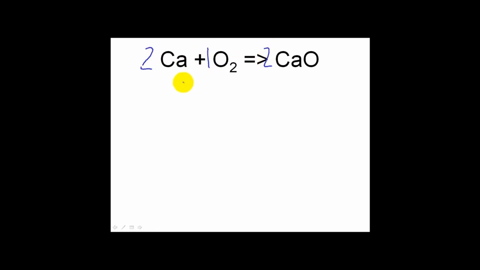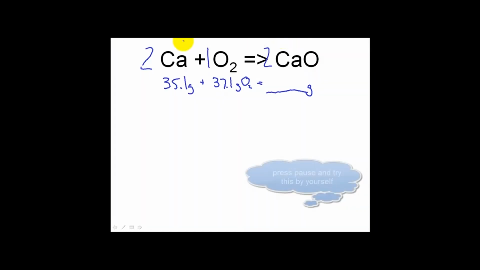And let's just say I begin with, let's make up a number, 35.1 grams of calcium. And let's make up another number. Let's say I'm reacting with 37.1 grams of O2. And the question is, how many grams of calcium oxide will I make? And also, what are my limiting and excess reactants? Okay, the reaction is balanced, so we can begin.